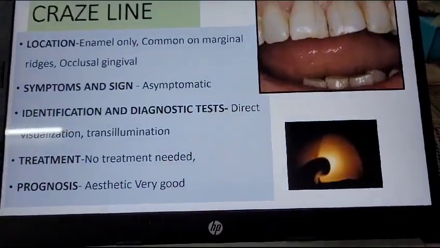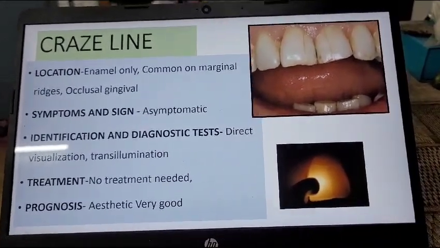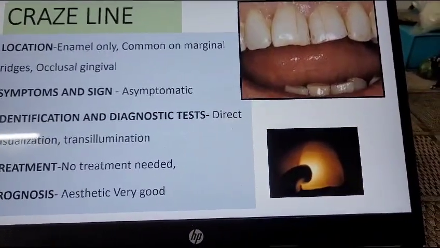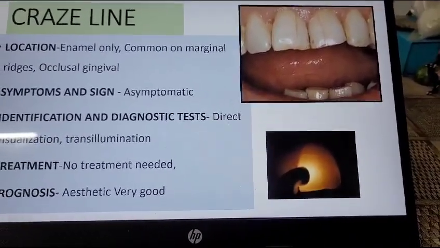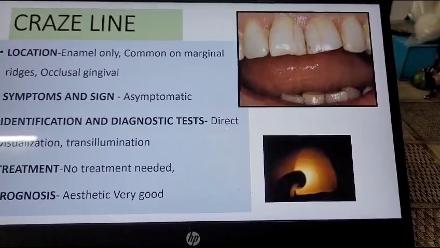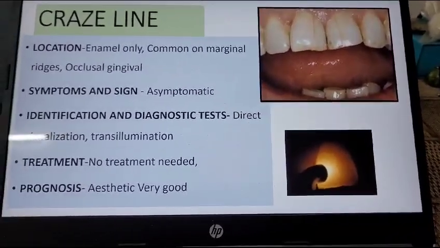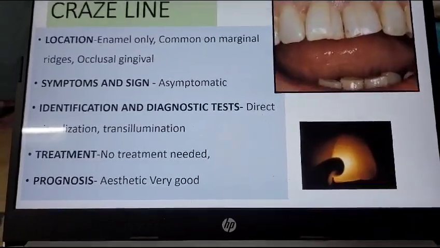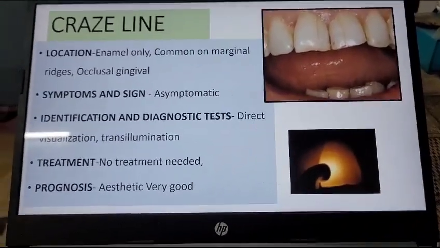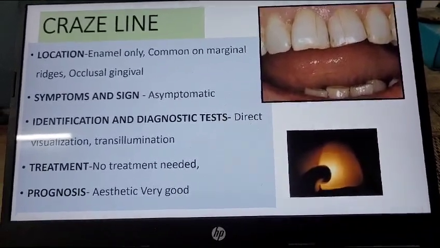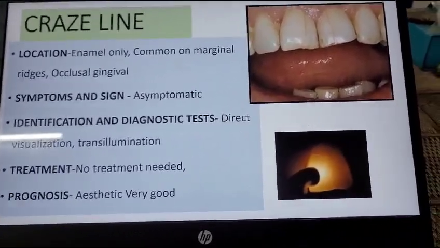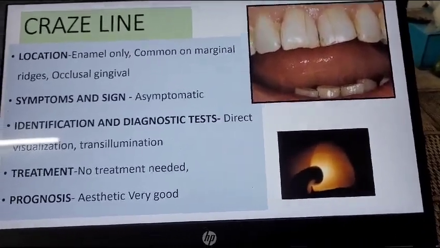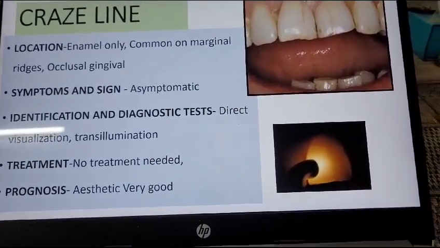The first one is the craze line. Craze lines are generally located on the enamel only, commonly on the marginal ridge or the occlusal surface. The signs and symptoms: they are generally asymptomatic and can be diagnosed with direct visualization or transillumination. Generally, no treatment is needed unless esthetics is required, and the prognosis is generally good in these cases.